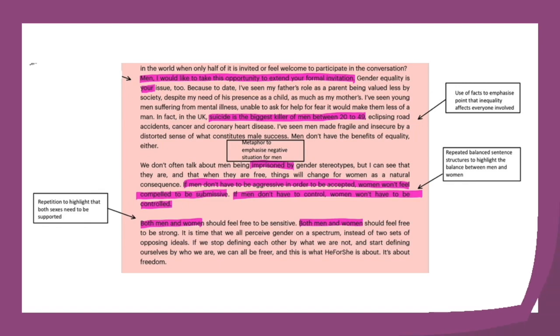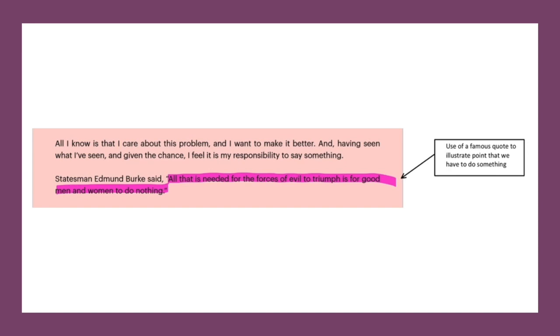And then look at this one here. She uses a really famous quotation to illustrate the point that we all have a responsibility to do something. And she illustrates that all that is needed for the forces of evil to triumph is for good men and women to do nothing. So by using that well-known quotation, she's reminding everyone that this is not a new idea, that we should all be trying to do something. This has been spoken about for quite some time.